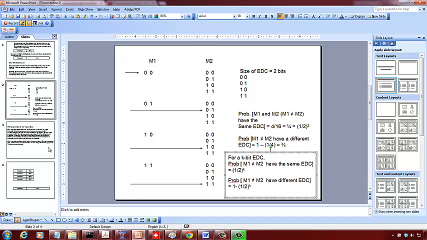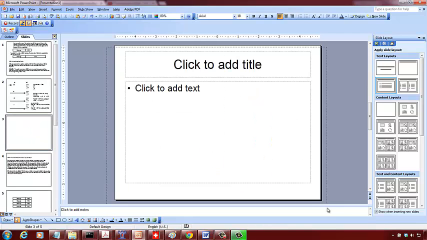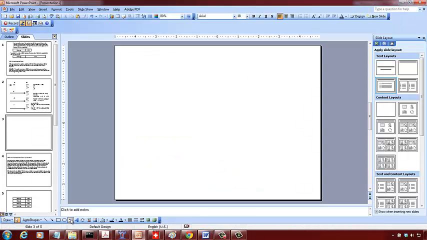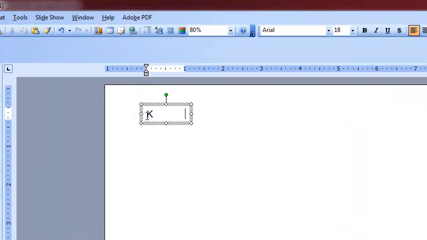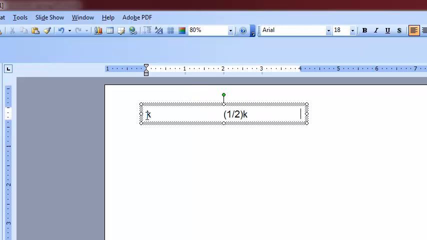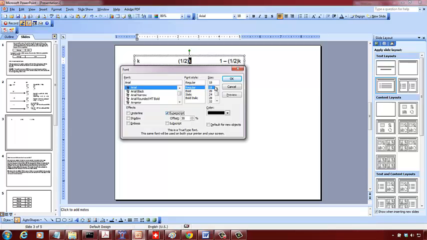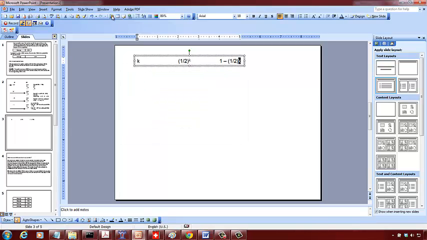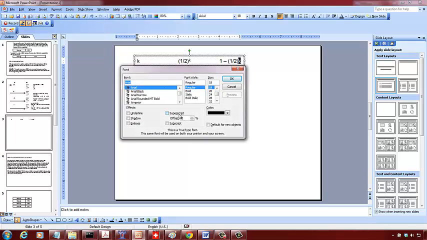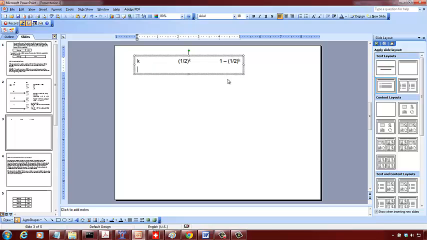Alright, so if we extend this analysis to something like this, where we have k, 1/2 raised to k and 1 minus 1/2 raised to k, okay, so let's do the math.